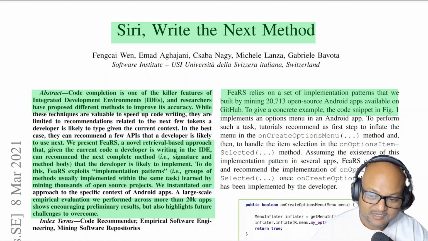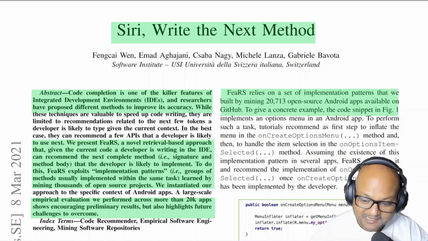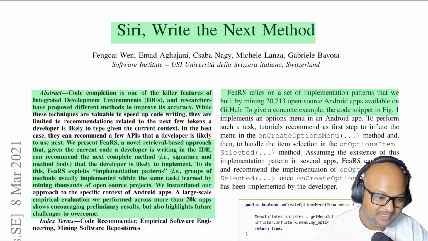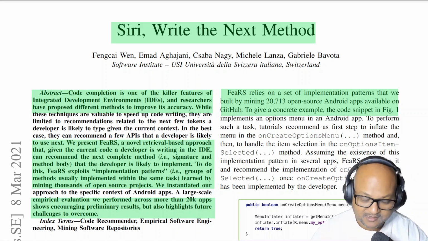So today I want to take a look at a paper from the 2021 International Conference on Software Engineering, and it has this really colorful title, Siri, Write the Next Method. What it tries to do is extend the notion of autocomplete from just the next token or next few tokens that a programmer is trying to write to the entire next method. And I'll spoil the ending by saying that the results are not great, but it is a cool and interesting idea to explore nonetheless, which is why I wanted to cover this paper.